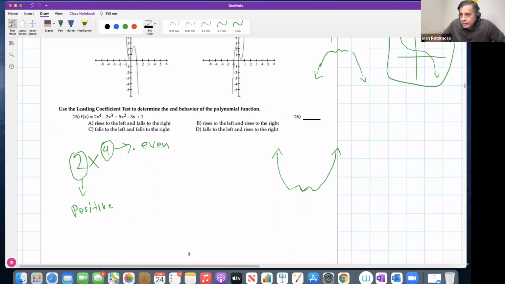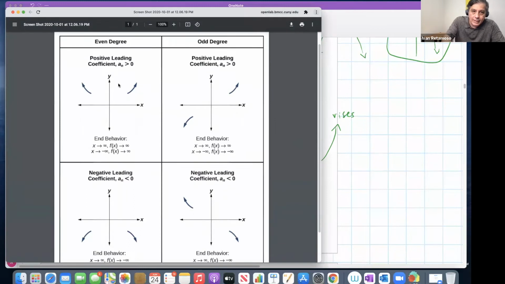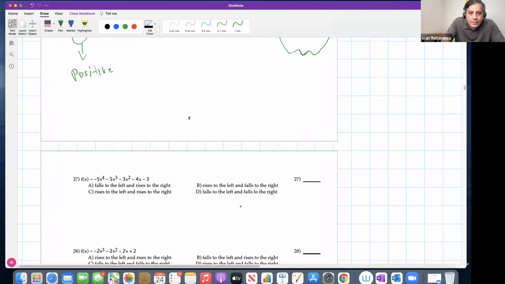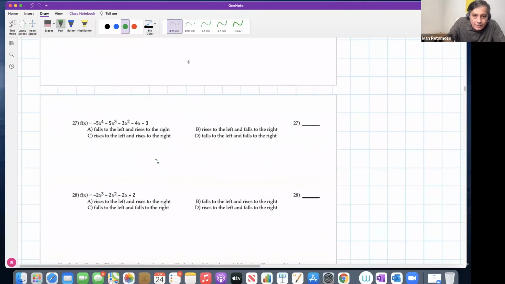So the one that you have to choose for 26 is this one: rises to the left and rises to the right. Or again, look at the sheet that I showed you. We are talking about this one: positive leading coefficient and even degree. Look at this guy. Very good, guys. So it's a useful sheet. This one similar, and this one similar. I will leave this for you to do. Let's move on.